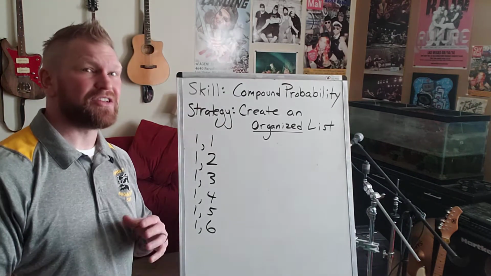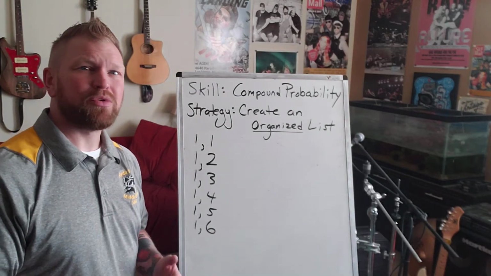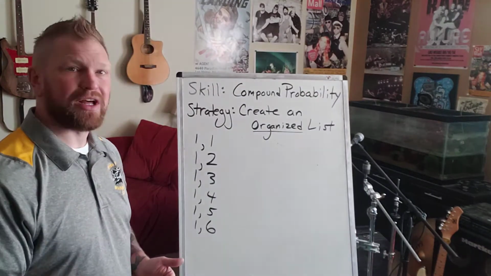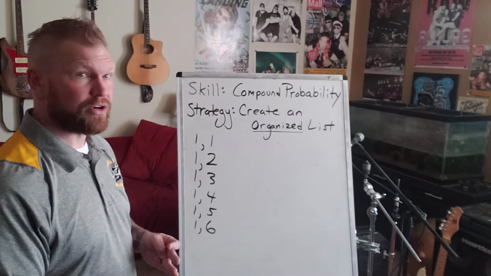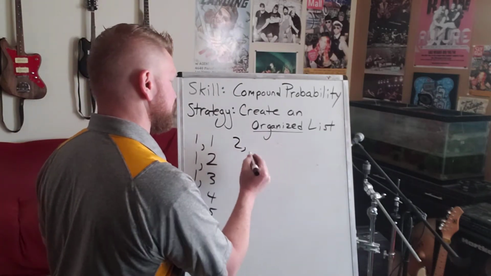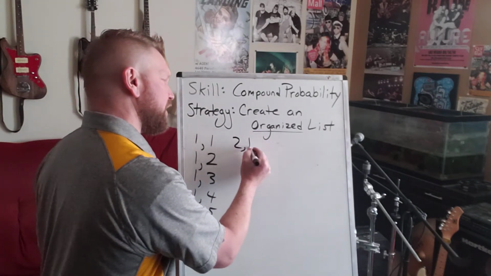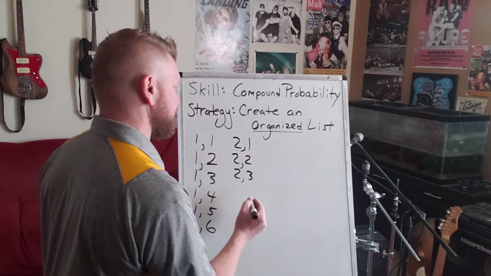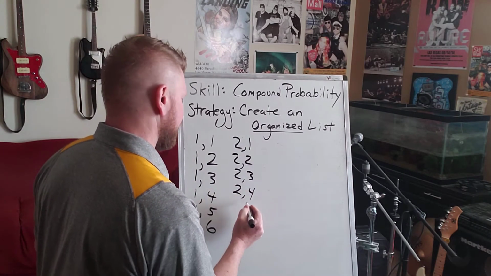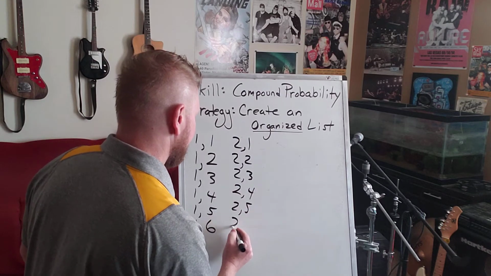Okay, those are all of the outcomes that could happen if he rolls a 1 on the first roll. But maybe he doesn't get a 1 the first time. So where do you think I'm going to go from here to create this organized list of all the possible outcomes? Okay, I'm just going to go in order. I'm going to say maybe he gets a 2 on the first roll. And then he gets a 1 on the next roll. And then a 2 and then a 2. Or he could get a 2 and then a 3. A 2 and a 4. A 2 and a 5. A 2 and a 6.